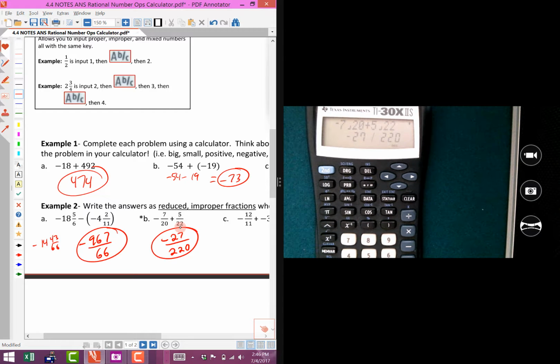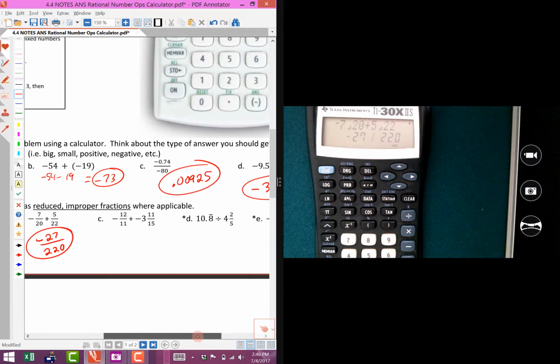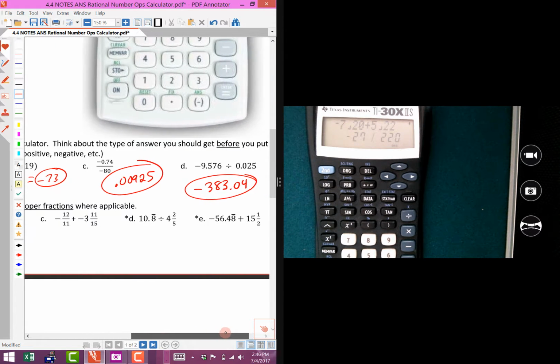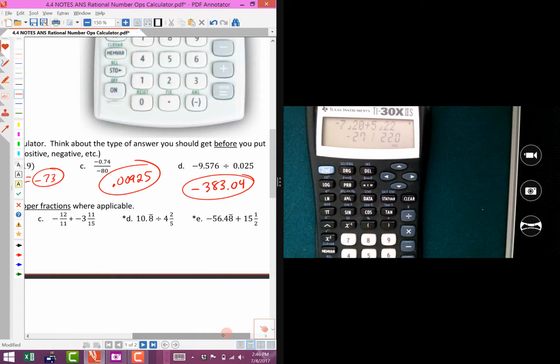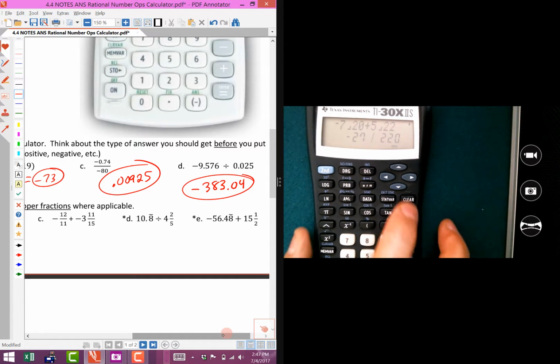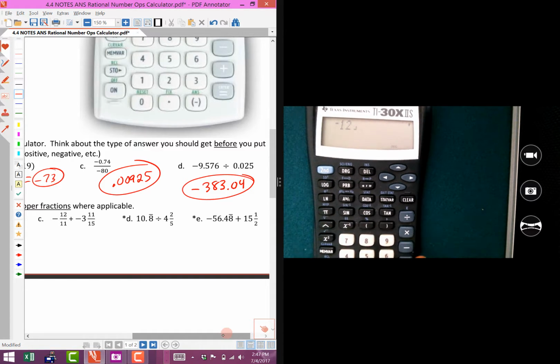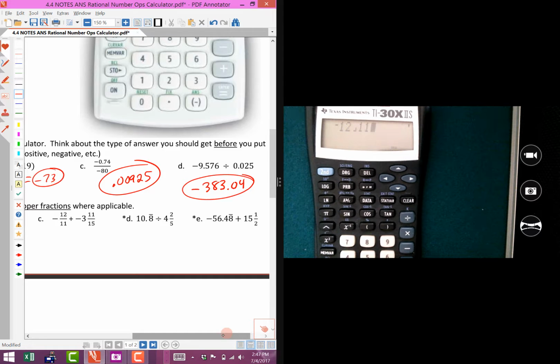And let's do the last couple here. And then I will go through and do a bunch of the assignment so you can kind of get used to it. I'll show you how to use the calculator if you need. So let's see, clear this off. Negative 12, fraction input, 11, and then we're going to do plus.